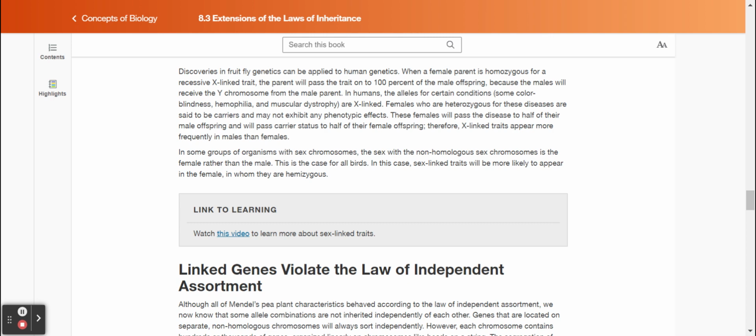In some groups of organisms with sex chromosomes, the sex with the non-homologous sex chromosomes is the female rather than the male. This is the case for all birds. In this case, sex-linked traits will be more likely to appear in the female, in whom they are hemizygous.